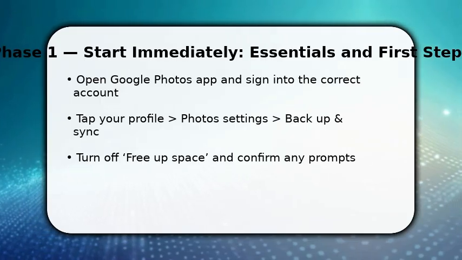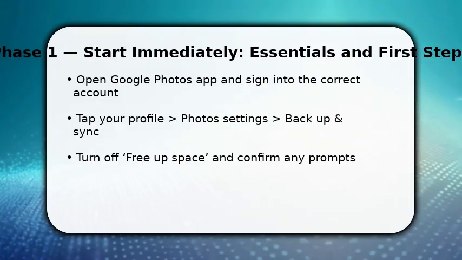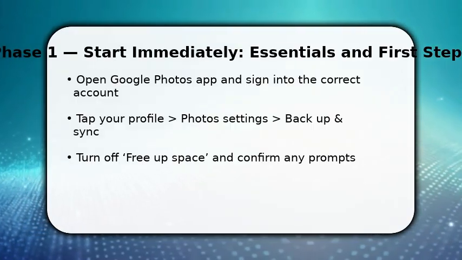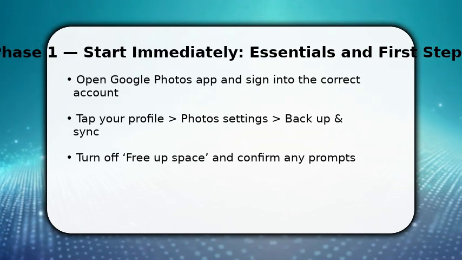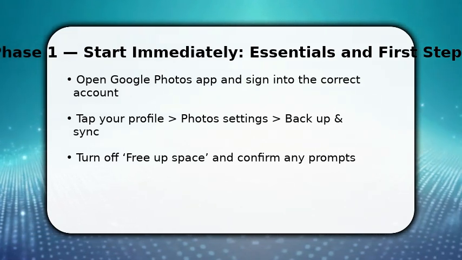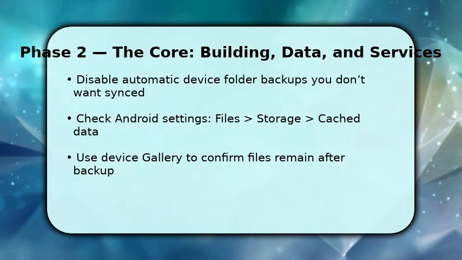Once there, turn off the Free Up Space option. This stops photos from deleting local copies after backup. Make sure to read the confirmation dialog, because it explains whether only backed up items or all device copies are affected. Once Free Up Space is off, you should manage folder-level sync.